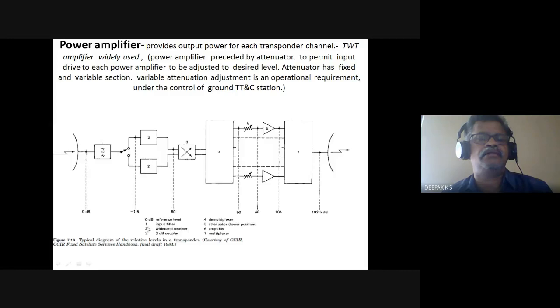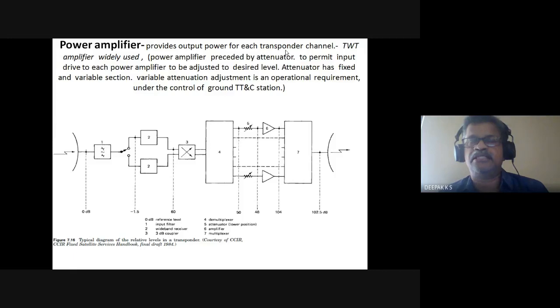So here everything is shown with reference to a point here, and how much gain you are getting. This is a typical diagram of relative levels in a transponder. So at these points, what are the levels? And here you see the basic gain, then a little drop here. This is the gain in dB. So the attenuation provides some loss, then further you have this gain here. So this is the basic amplifier, and that is the power amplifier, which provides output power for each transponder channel.